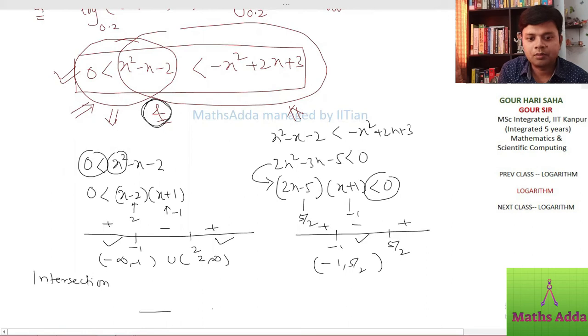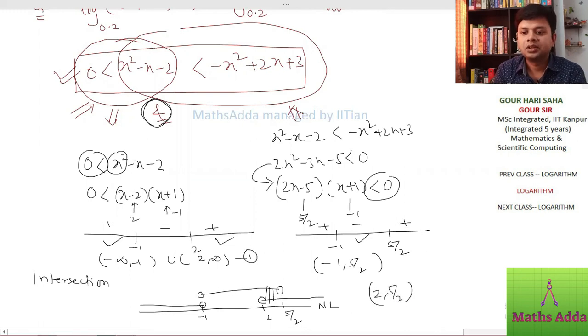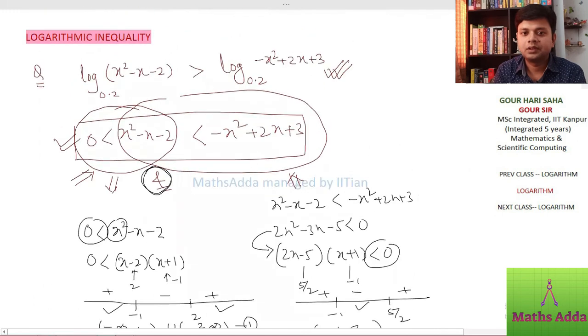For that we plot the number line, and then this is the first answer, minus infinity to minus 1 union 2 to infinity. The second answer is from minus 1 to 5 by 2. This is the common region, 2 to 5 by 2. So 2 to 5 by 2 is the final answer of this inequality.